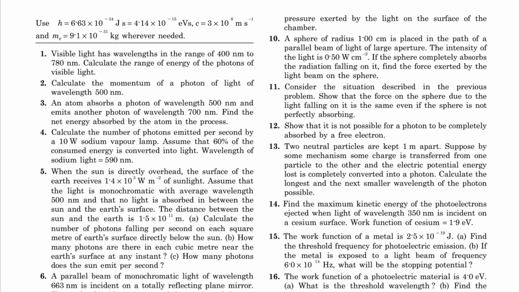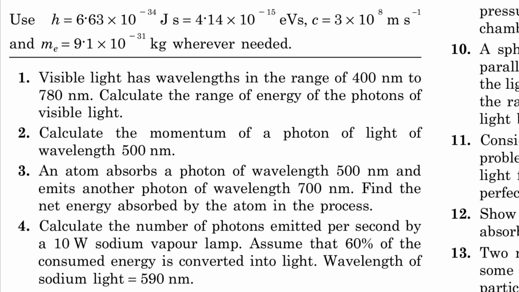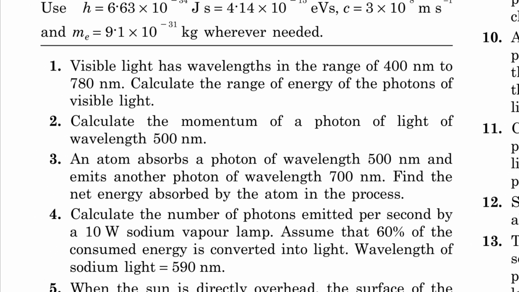Let's start the exercise questions. First question is, visible light has some wavelength in the range of 400 nanometers to 780 nanometers. We need to calculate the range of energies of the photons of visible light. So first solution. So what do we have?